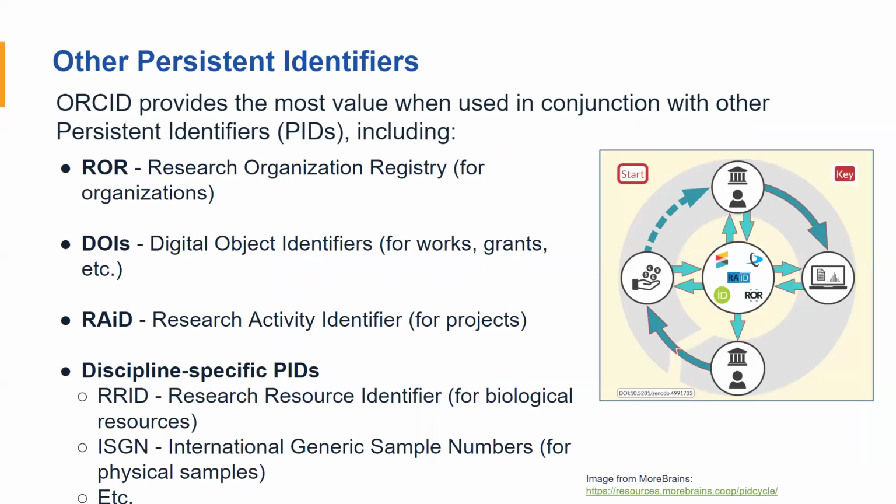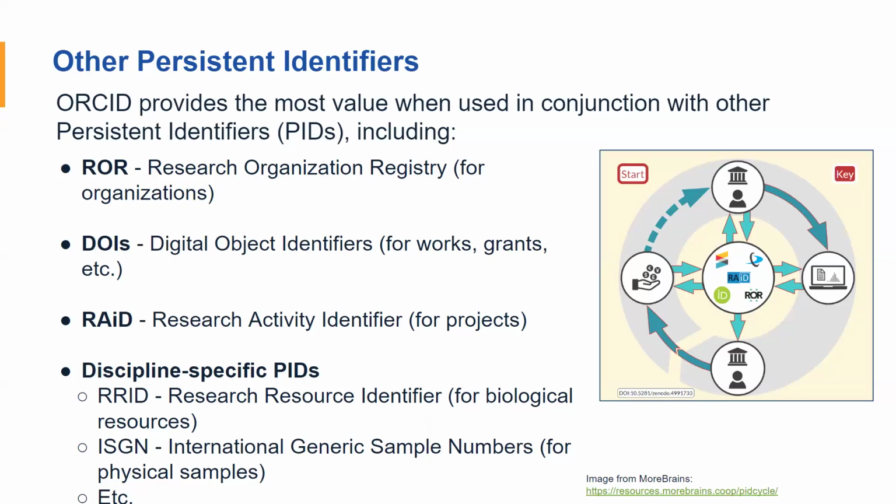Now, speaking of these organizational identifiers, it's also important to think about other PIDs in addition to ORCID. ORCID really provides the most value when it's used along with other PIDs for other types of entities. So we already talked about ROR for organizations. There's also DOIs, or digital object identifiers, that can be assigned to works, publications, data sets, other outputs, as well as grants now too.